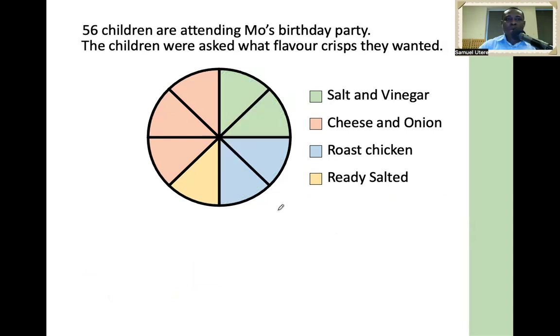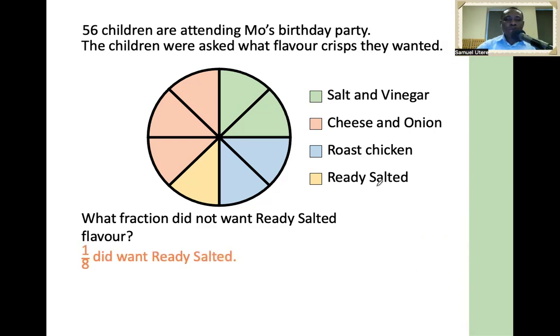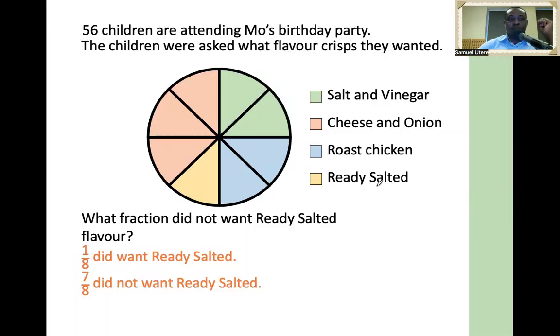All right. What about what fraction did not want ready salted flavor? Well, how many ways can you do this? So what fraction did not want ready salted flavor? Well, we can do it this way. We can say 1/8 did want ready salted flavor. So 7/8 did not want ready salted flavor, which is what we want to work out of 56. So if we do 7/8 of 56, that will give us the number of people who did not want ready salted flavor.